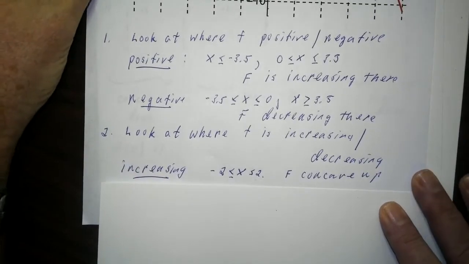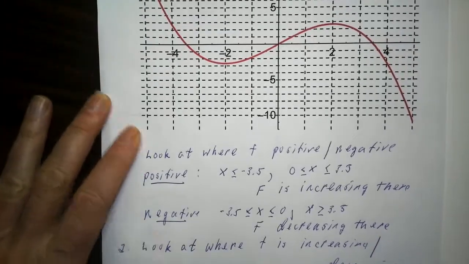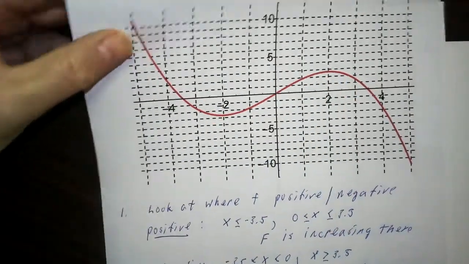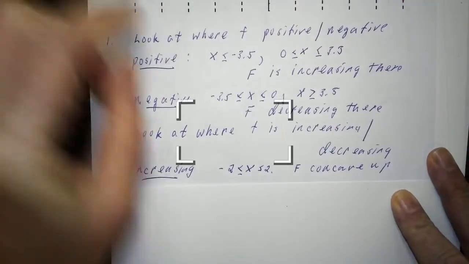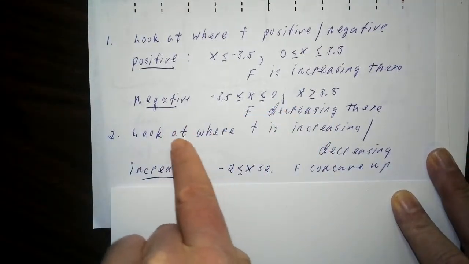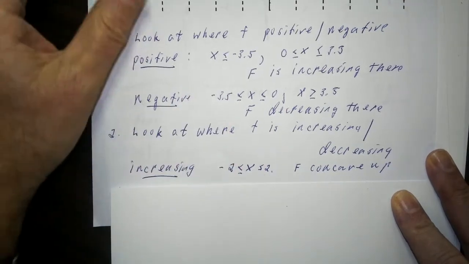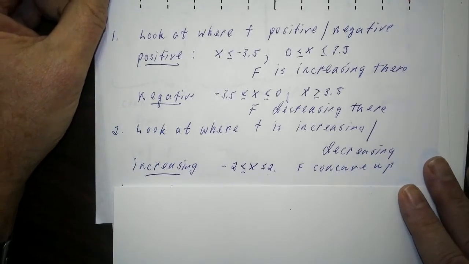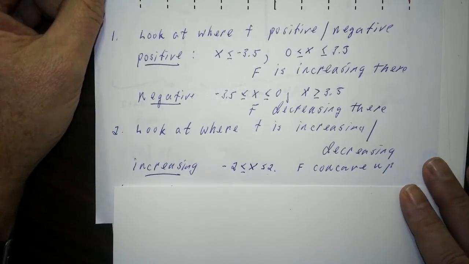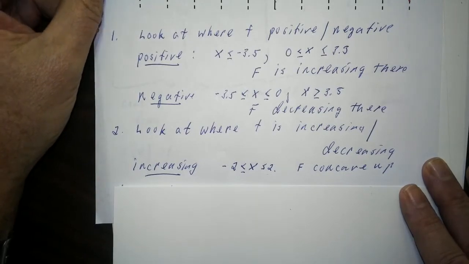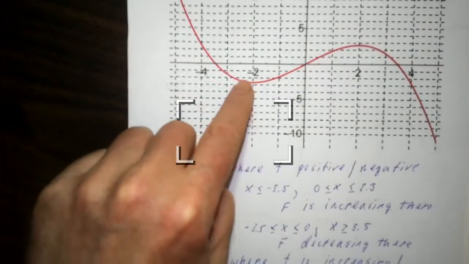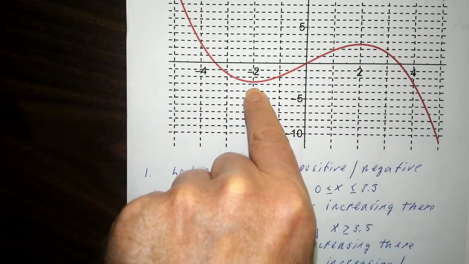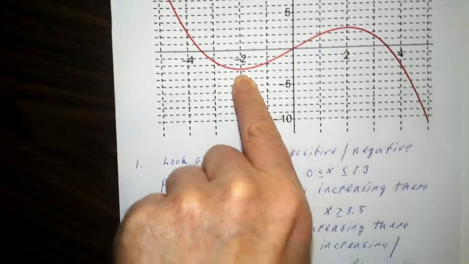Now little f is increasing from minus 2 to 2. So that means capital F is concave up there, because we said a moment ago that where the derivative of a function is increasing, the function is concave up. So little f is increasing from minus 2 to 2, which means that capital F prime is increasing, which means that capital F is concave up.